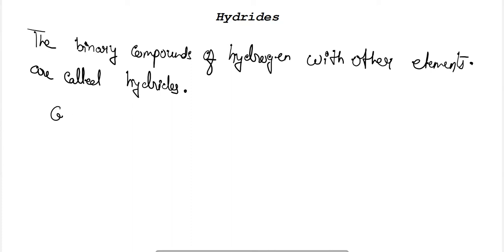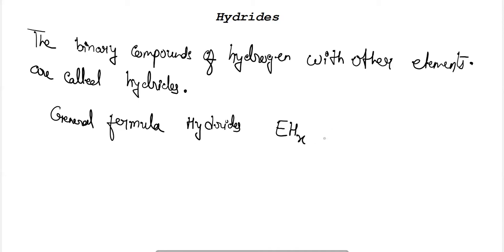The general formula for the hydrides will be EHx, where E is the element, which can be either a metal or a non-metal, and Hx is the number of hydrogen atoms attached to that metal or non-metal. It can also be written as EmHn.